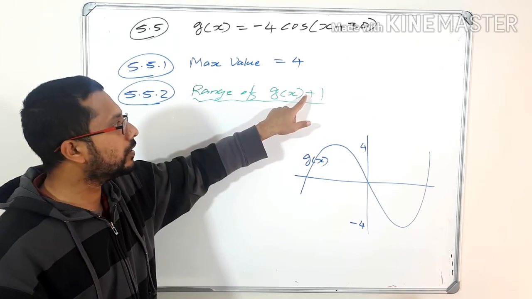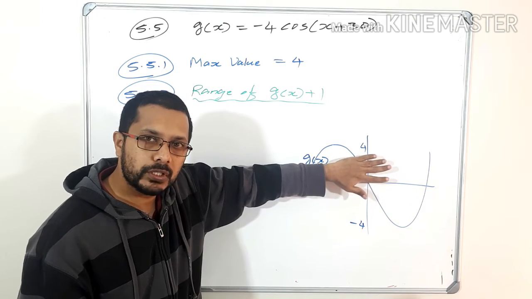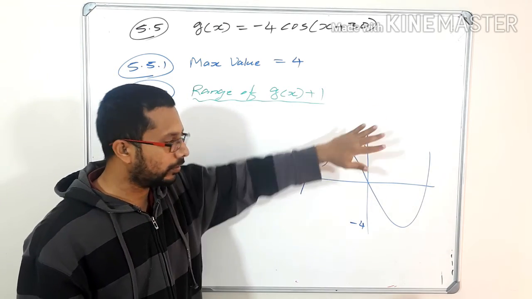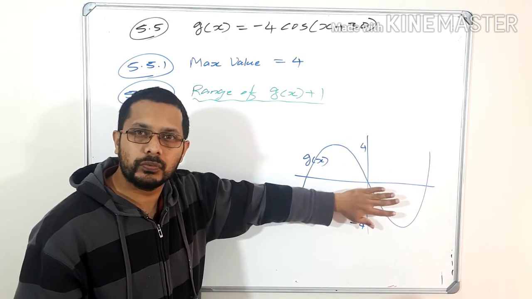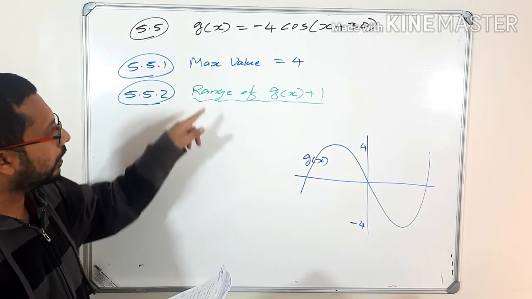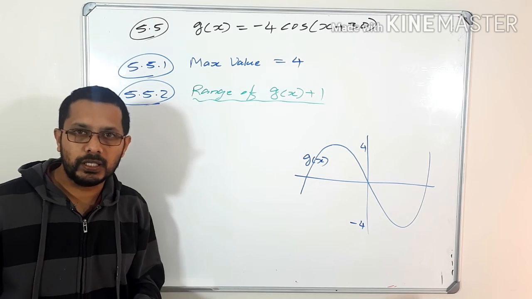So in case it is g of x minus 1, what's the meaning of that? This graph g of x is shifted 1 unit downwards. If it is minus 1, 1 unit downwards. If it is plus 1, this graph is shifted 1 unit upwards. Okay, so here what is the question? Range, that means you have to find the possible y values.